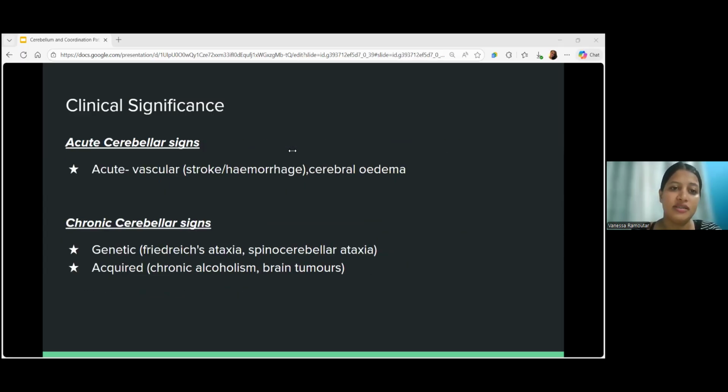The acute onset of cerebellar signs or symptoms are considered an emergency, as it can be due to vascular causes such as stroke or hemorrhage, or it can be due to cerebral edema. Chronic cerebellar symptoms can be due to genetic causes such as Friedreich's ataxia or spinocerebellar ataxia, or due to acquired conditions like chronic alcoholism or brain tumors.